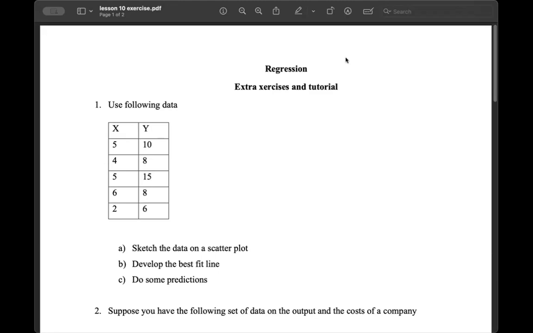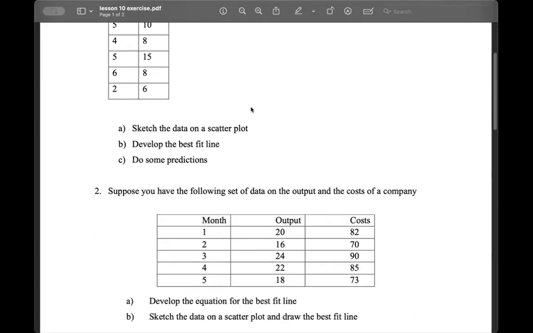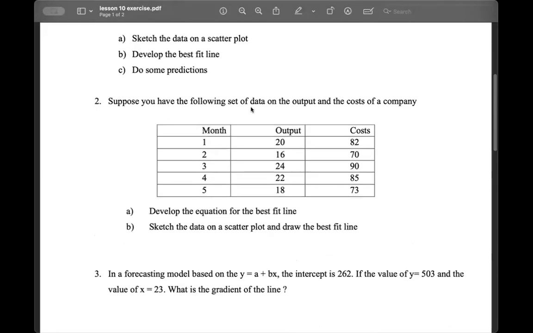So here, sketch the area on a scatter plot. For the x-axis you can take these values, and for the y-axis the other values separately. Since we have only a few data points, can't we draw it with the freehand? I think they are expecting that method. Draw the best fit line. Sketch the data on a scatter plot and draw the best fit line in the forecasting model. Yes, that's how it should be.